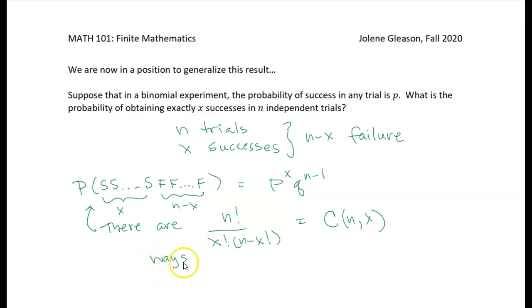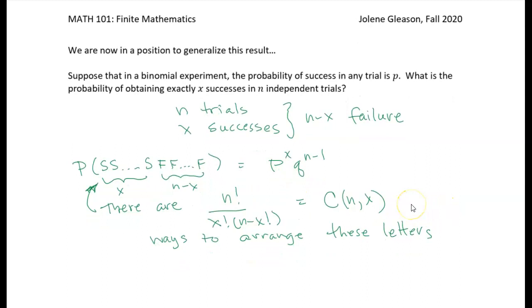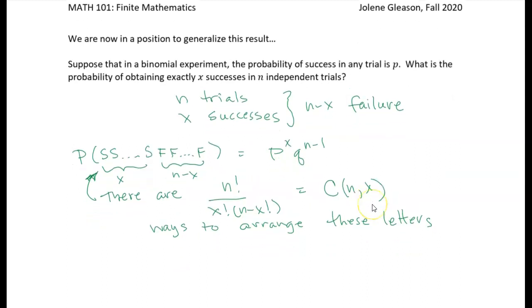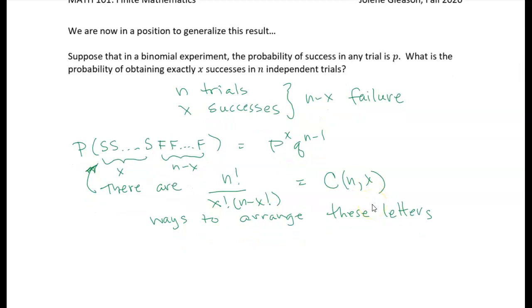So ways to arrange these letters that I'm pointing to here. Actually, those letters. Okay, those x S's and n minus x F's. All right, it's just a letter arrangement problem. But because there's only 2 possible outcomes, it actually ends up being the same as a combination. So we're just choosing x of the n trials to be successes, and then the rest will automatically be failures.